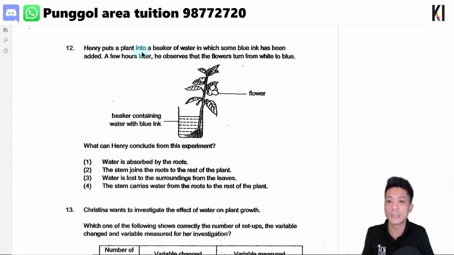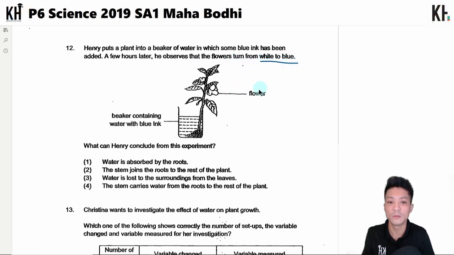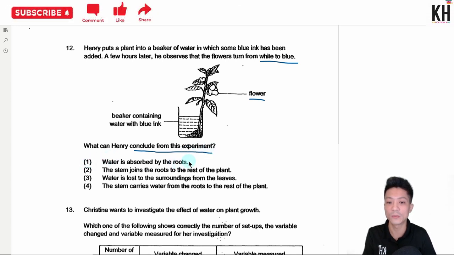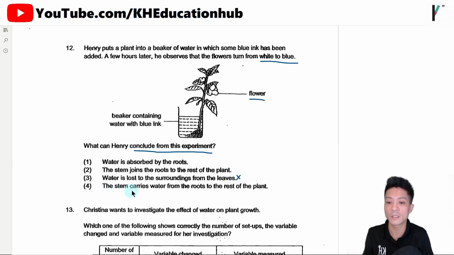Question 12. Harry puts a plant into a beaker of water in which some blue ink has been added. A few hours later, he observes that the flower turns from white to blue. So what can Harry conclude from this experiment? Okay, water is absorbed by the roots. The stem joins the roots to the rest of the plant. Water is lost to the surroundings from the leaves. Not really, number 3. Option 4, the stem carries water from the roots to the rest of the plant.